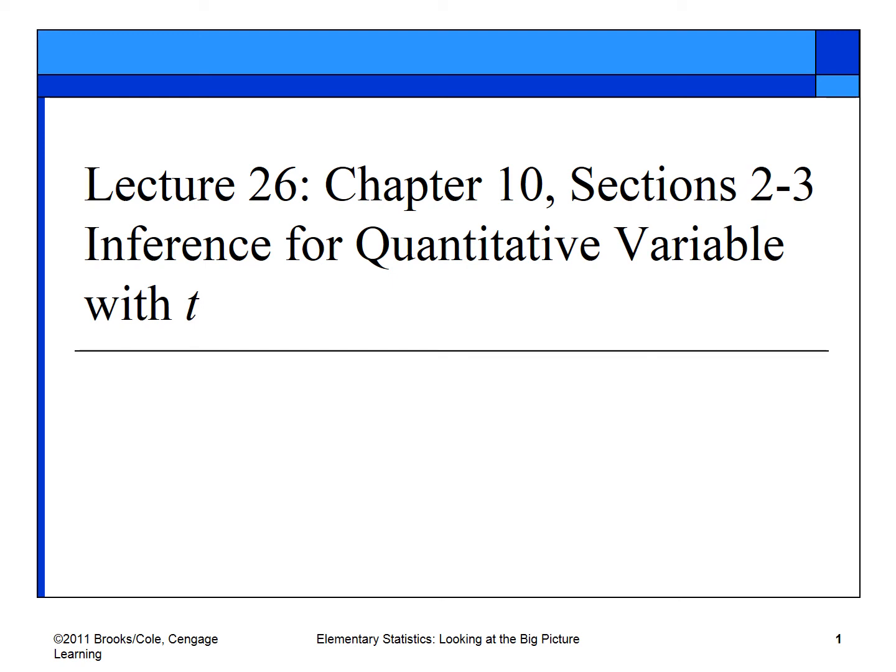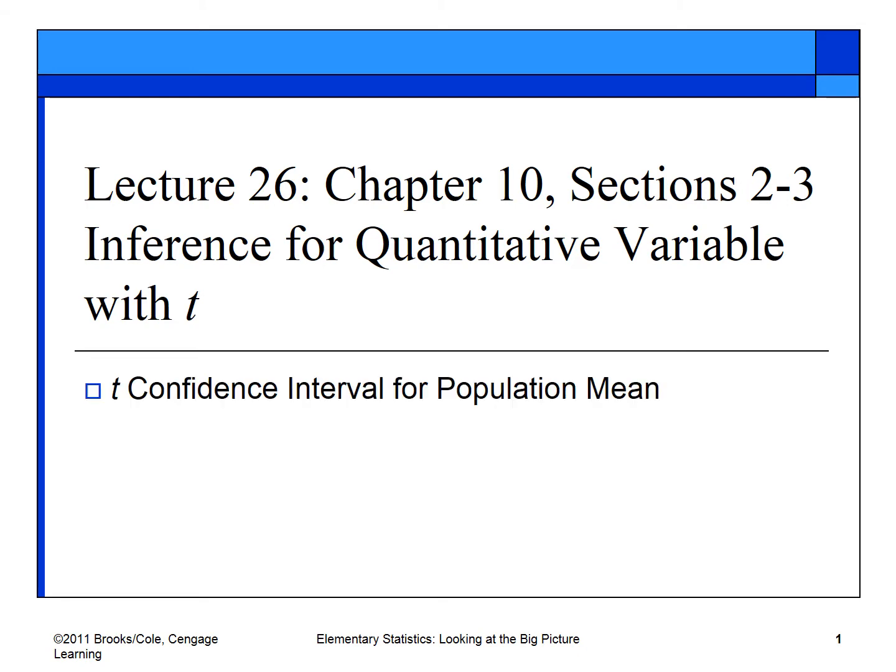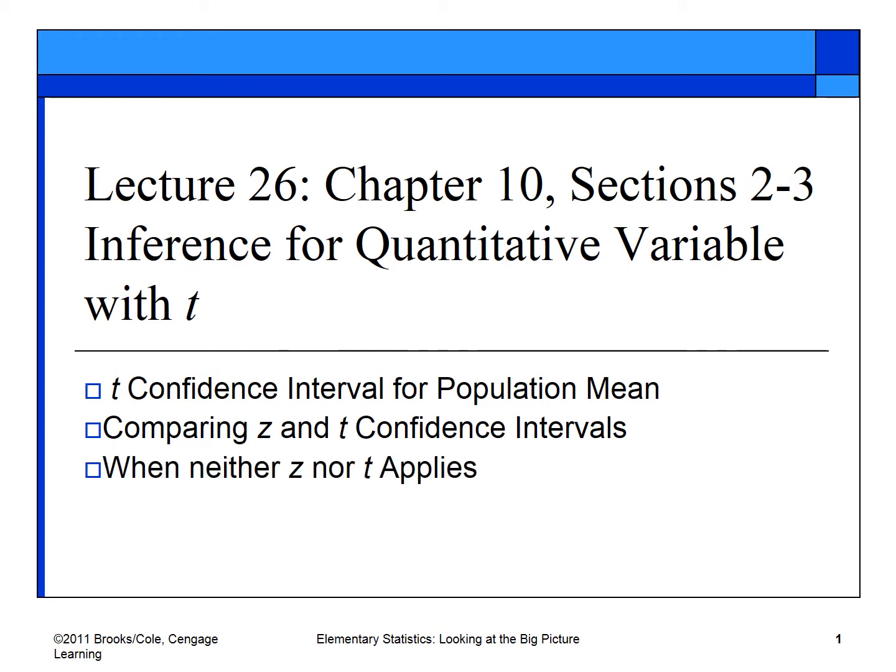This video covers sections 2 and 3 of chapter 10, where we talk about doing inference for a quantitative variable using the t-distribution. We'll talk about constructing confidence intervals for the population mean using t. We'll compare the confidence intervals we get with the z-distribution and with the t-distribution.